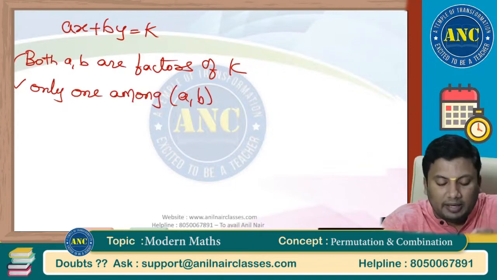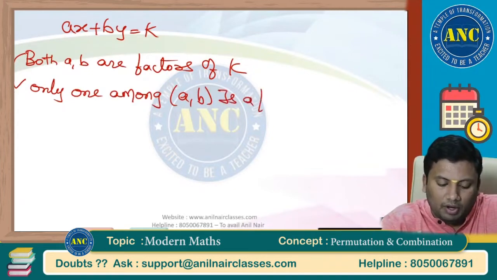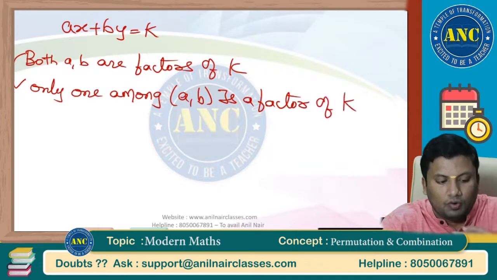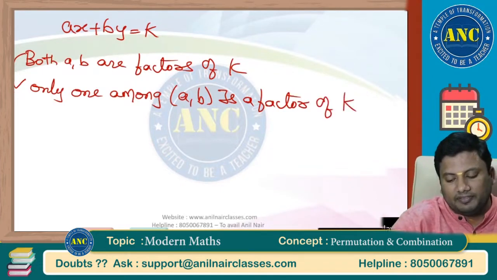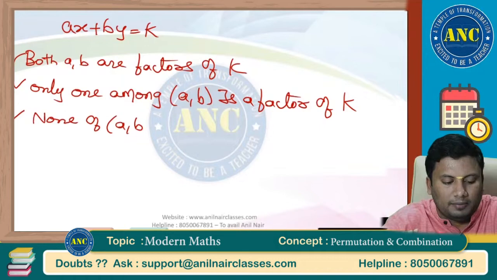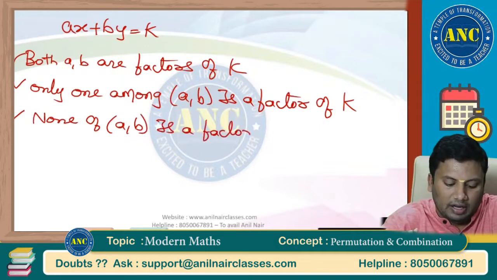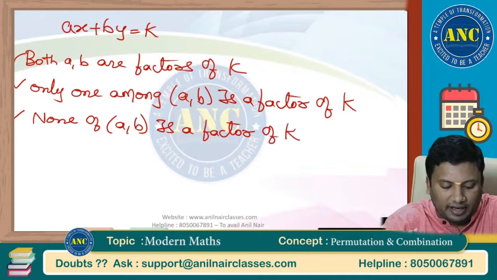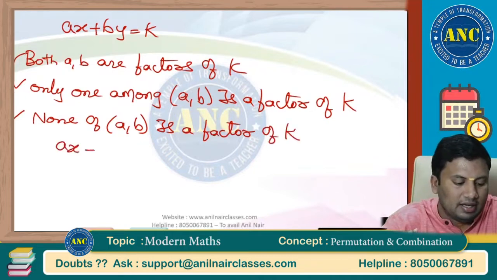Write down in the same order, sir. Only one among a, b is a factor of the right hand side. None of a, b is a factor of the right hand side, and then plus c is replaced by minus.